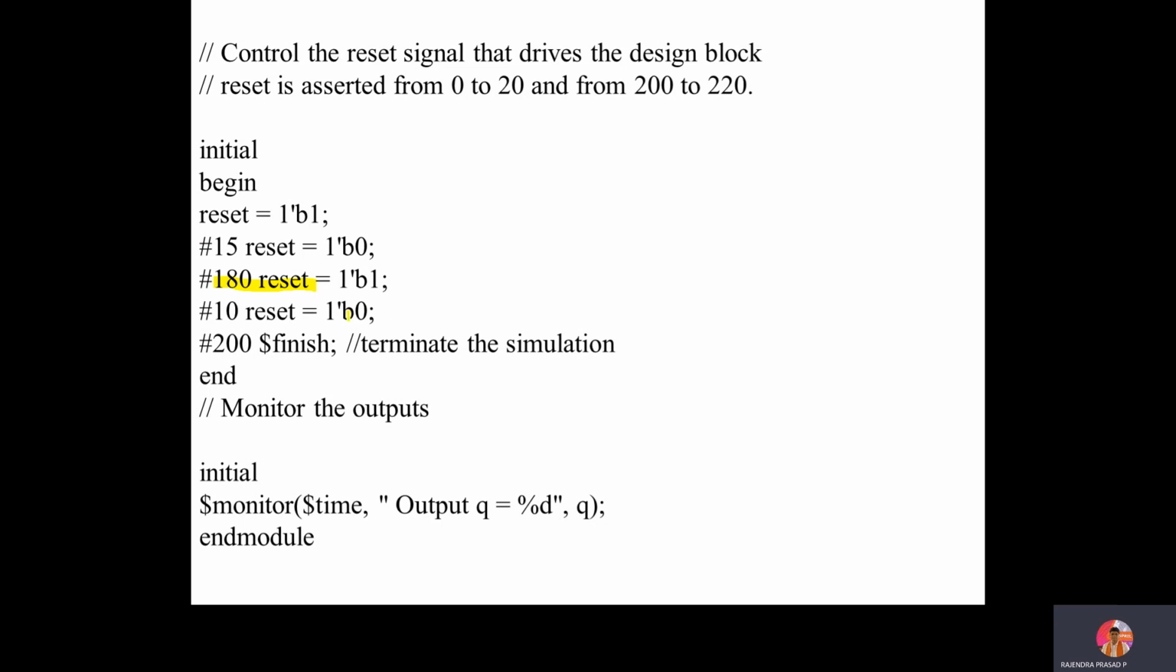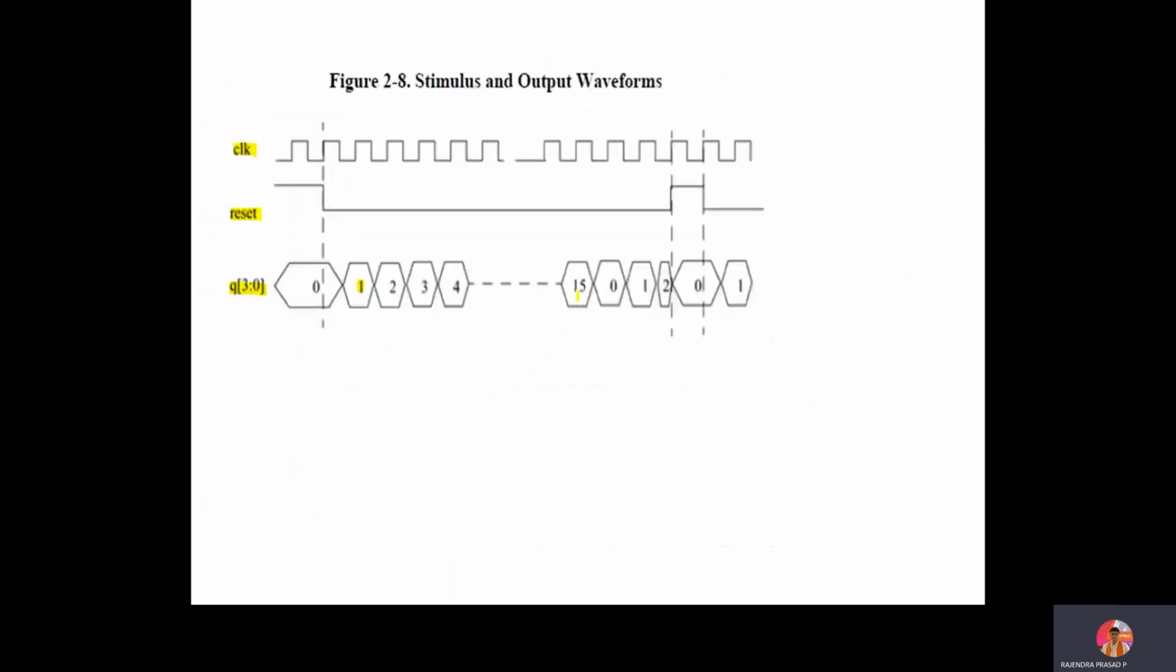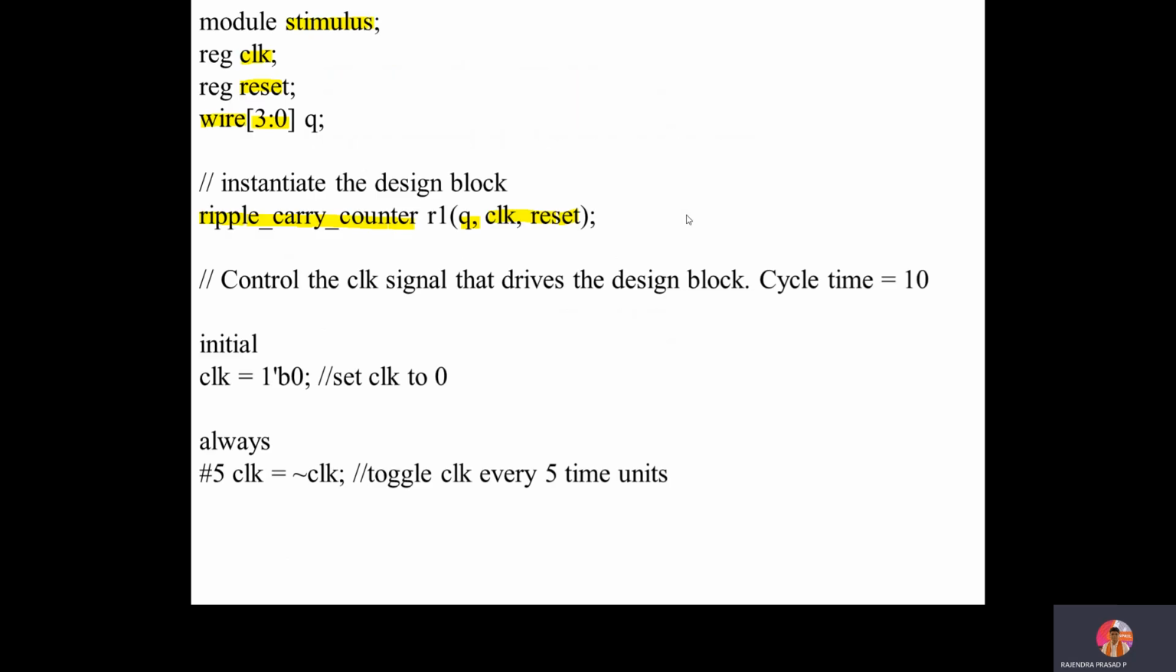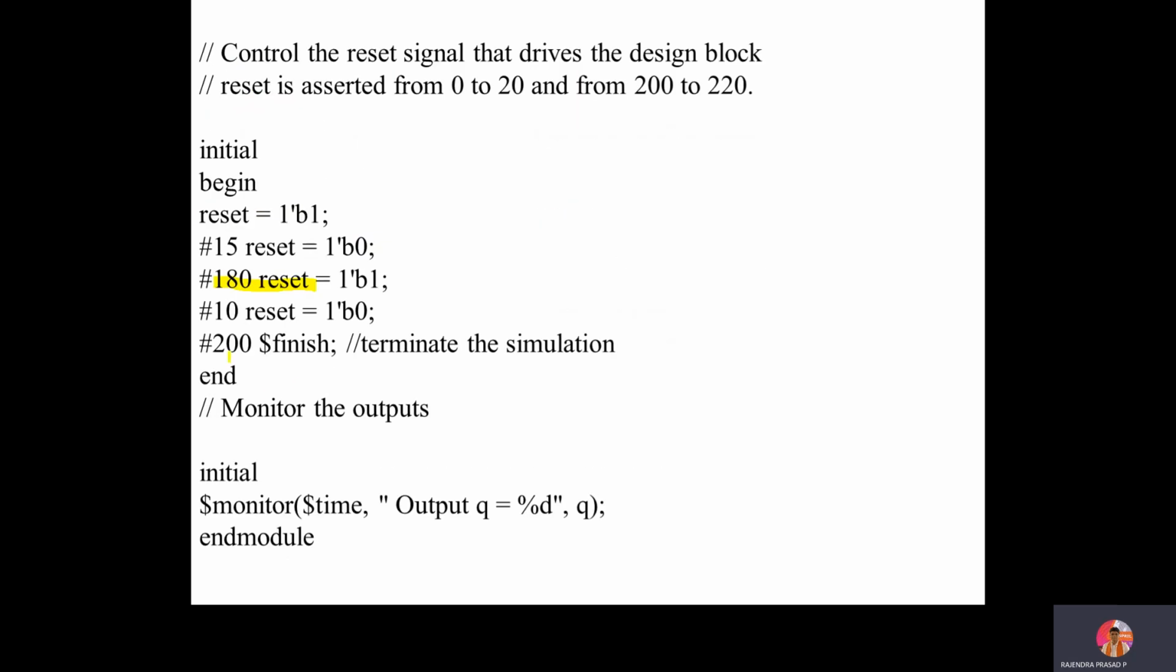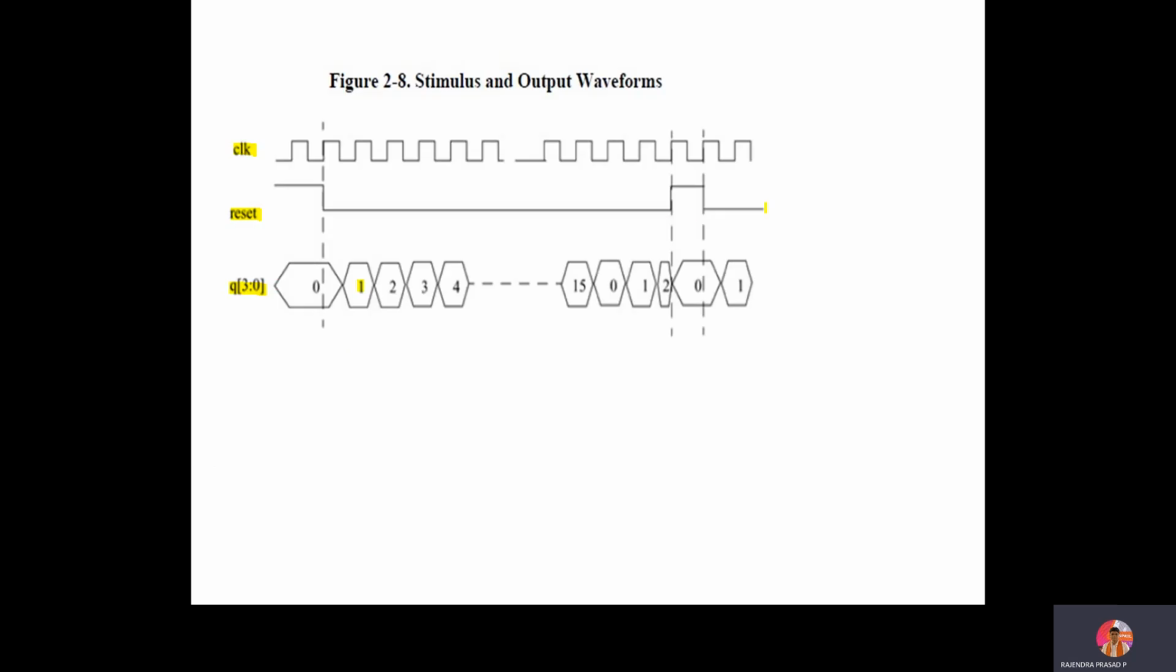Right? So 1'b1. If it is 1'b1, now it will become 1'b0. Right? This is what happens. Okay. Then after 200 seconds, it is $finish. So you need to stop at 200 seconds.